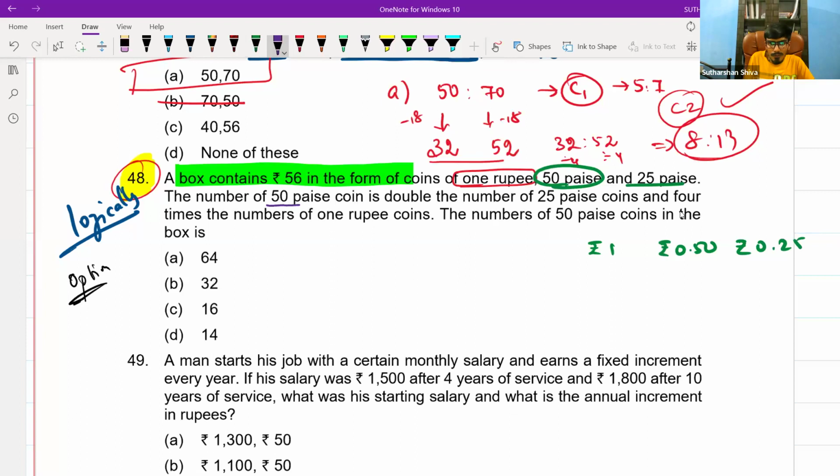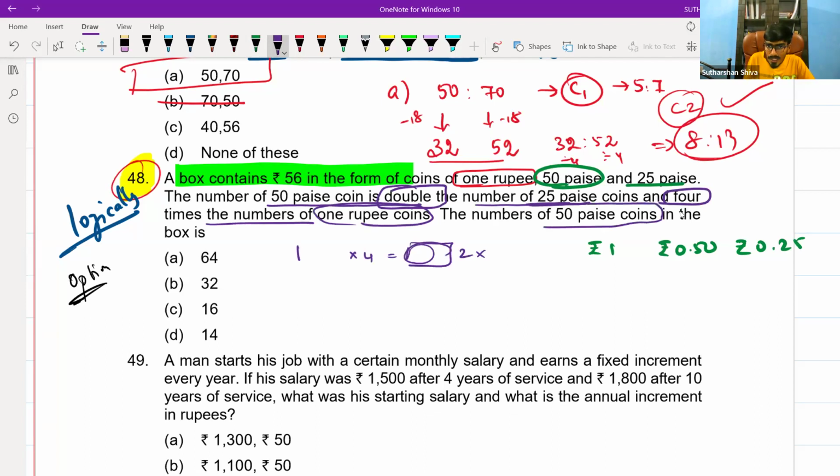The number of 50 paise coins is double the number of 25 paise coins, and 4 times the number of 1 rupee coins. Multiplying the 1 rupee coin count by 4, or the 25 paise count by 2, in any way I will get the same number. They are asking for the number of 50 paise coins, so I will go with the option checking method.